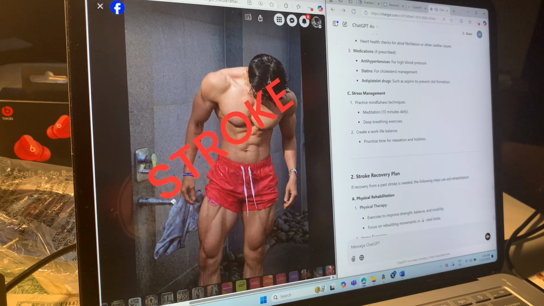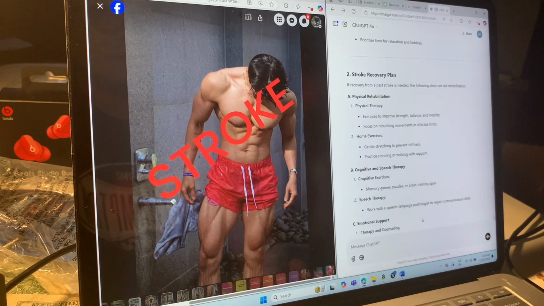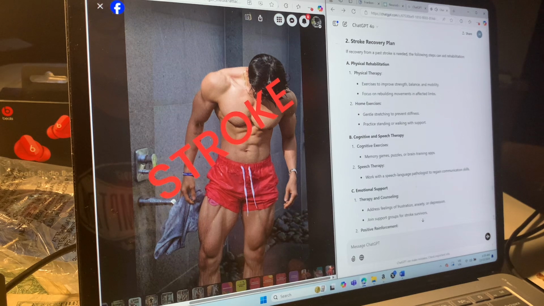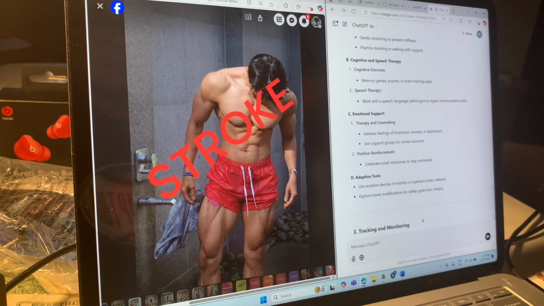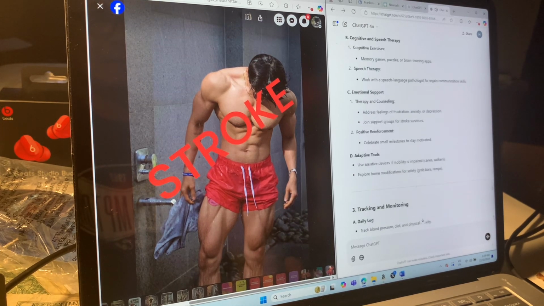B. Cognitive and speech therapy. 1. Cognitive exercises: memory games, puzzles, or brain training apps. 2. Speech therapy. Work with a speech-language pathologist to regain communication skills. C. Emotional support. 1. Therapy and counseling. Address feelings of frustration, anxiety, or depression. Join support groups for stroke survivors. 2. Positive reinforcement. Celebrate small milestones to stay motivated.